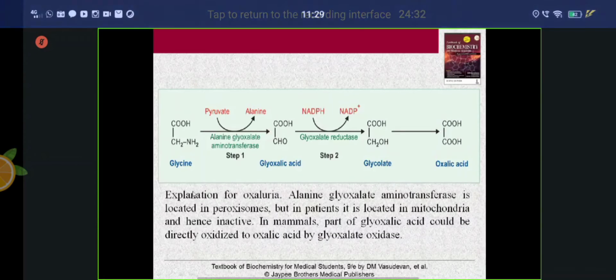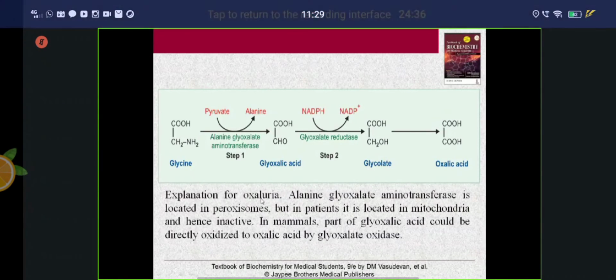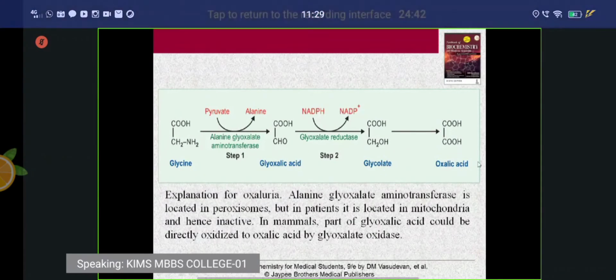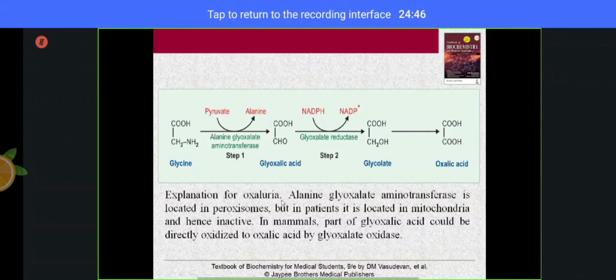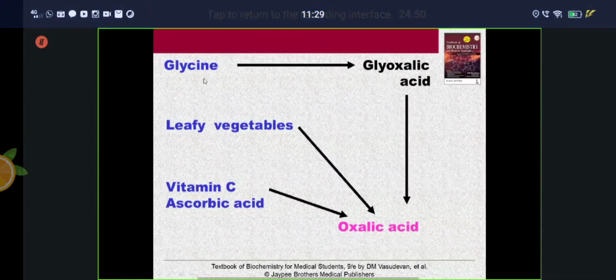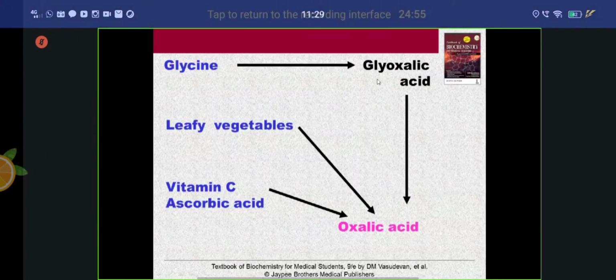Now coming to another defect, that is oxaluria. What happens is generally the alanine glyoxylate. So what simply to remember is there is excess of oxalate in this condition. Glycine is finally converted to glyoxylic acid.